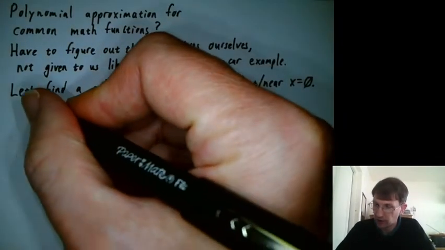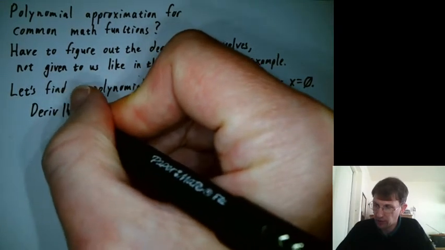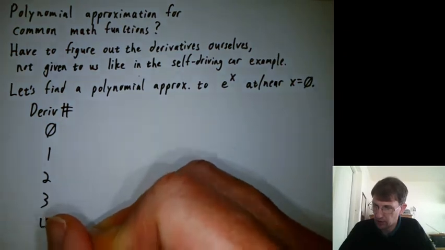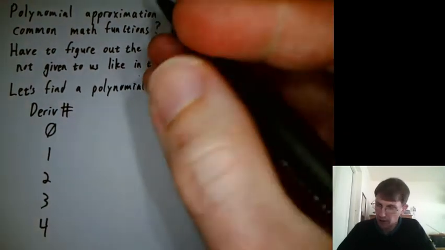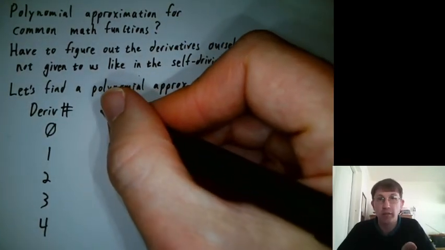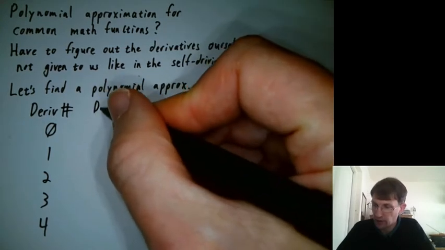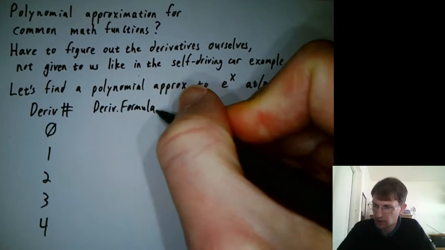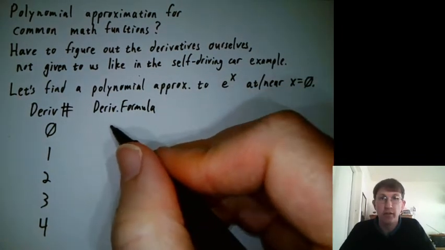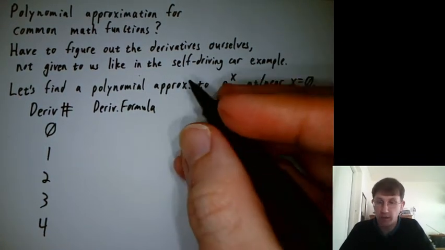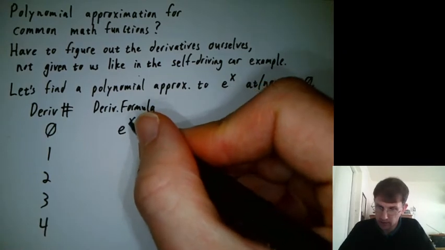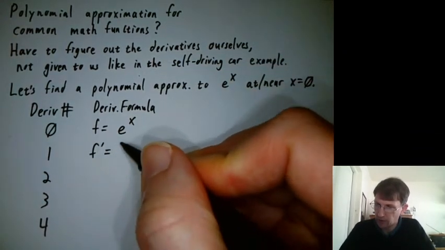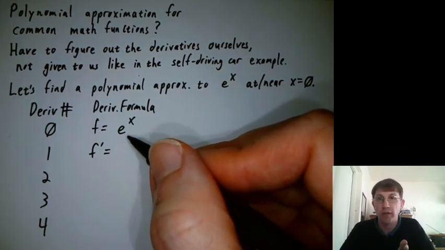So we'll list what derivative number we're on. 0, 1, 2, 3, let's go all the way up to 4 at least. And then the mystery column we had last time, we'll say that's our derivative formula. So what is the 0th derivative of e to the x? It's e to the x. You could say that's our f, and then f prime is the first derivative of e to the x.